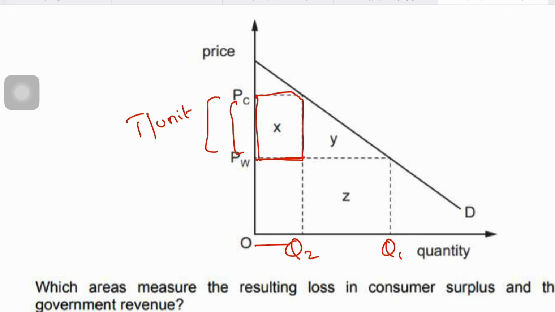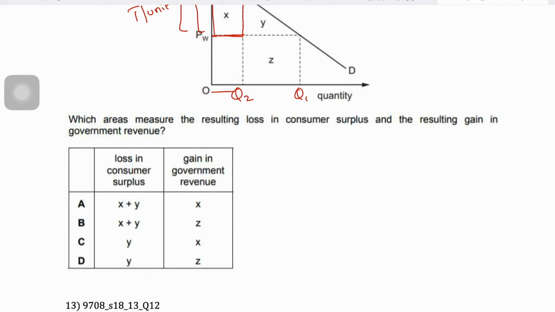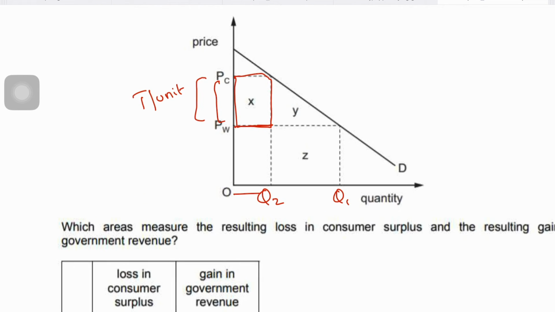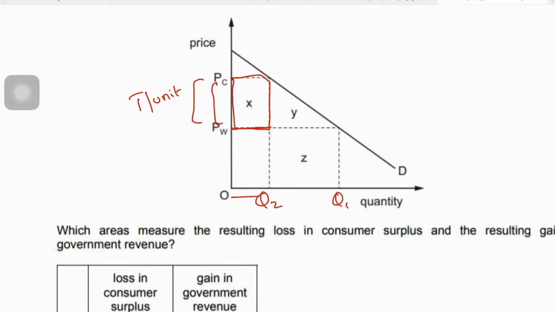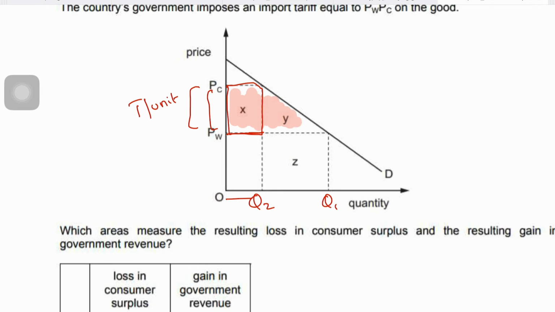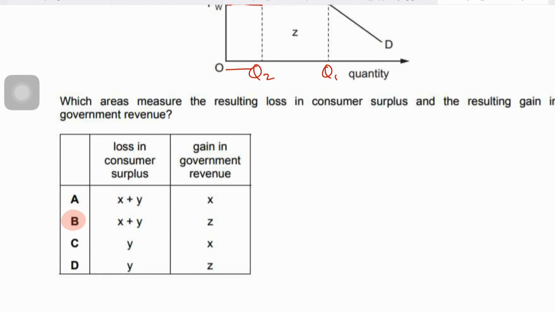So this represents the government revenue, right? So the gain in government revenue is X. So it should be either A or C. And obviously, if the price goes up, your quantity goes down. So the resulting loss in consumer surplus is basically X plus Y, right? So that makes B the correct answer.